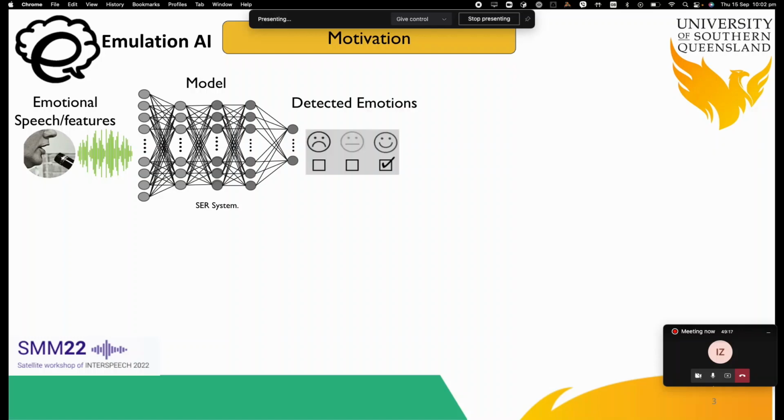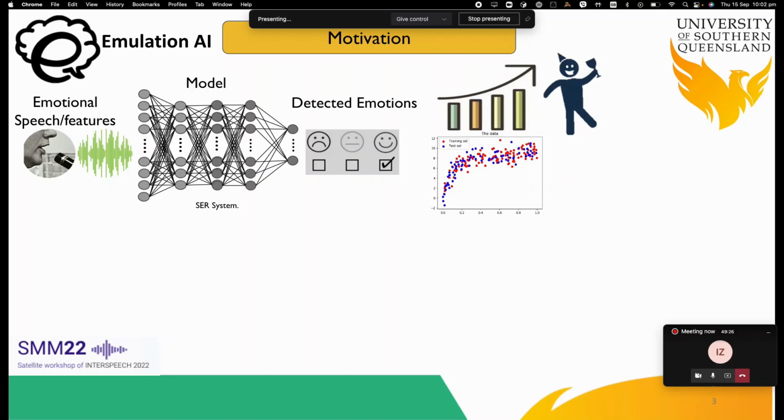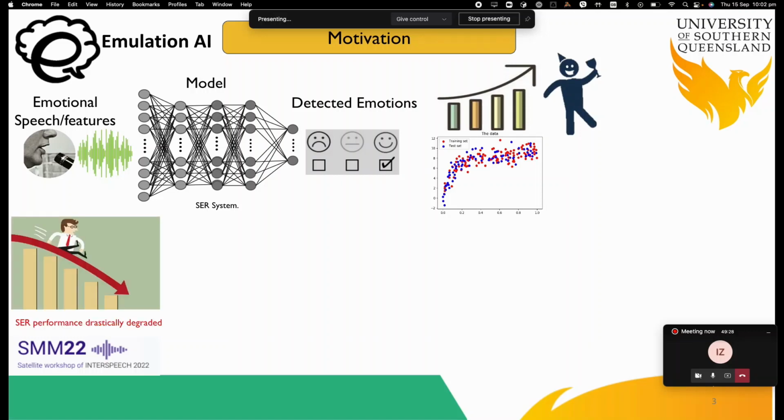So these models perform really well when you have data where the distributions of training and testing are almost similar. So what happens when the distribution of training and testing data is not similar, like in the case of a cross-language setting? The performance of these systems drastically decreases, like from 80% it comes to maybe 25 or 30%. So that is the main reason for working on improving the generalization of these systems.